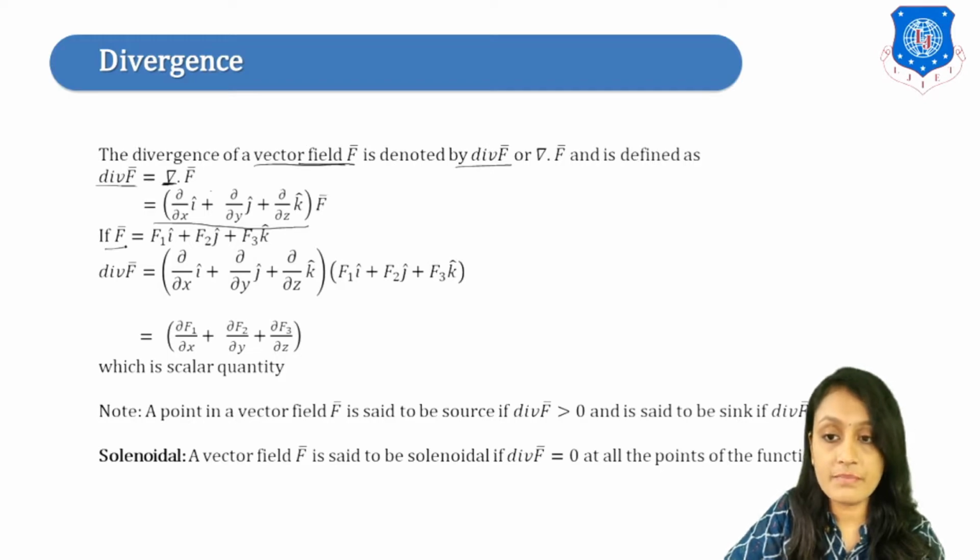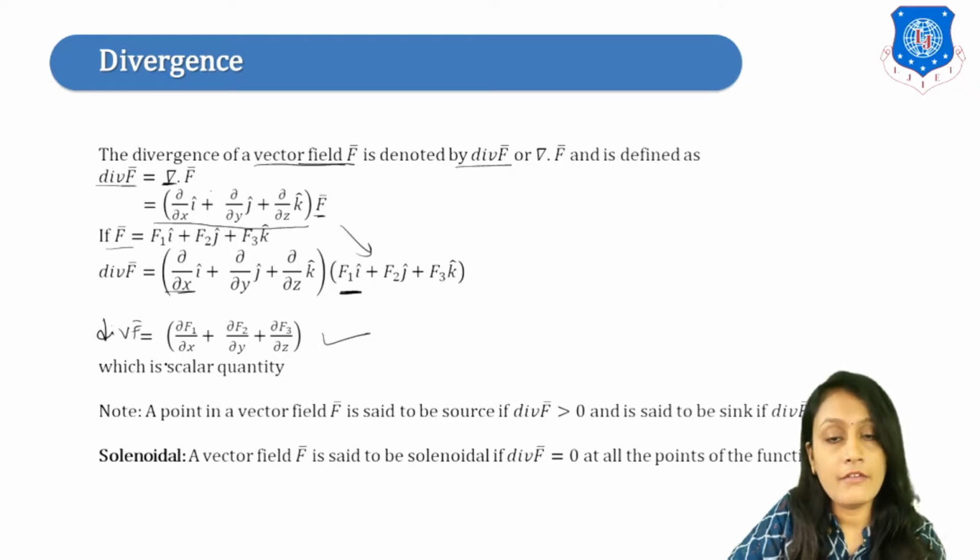Now suppose f bar is f1 i plus f2 j plus f3 k. Then divergence of f bar will be what? Just write down f bar over here, that is f1 i plus f2 j plus f3 k. Now again we have to multiply the i terms together, j terms together, and k terms together. So del f1 by del x, i into i will give you 1. Then del f2 by del y, j into j will give you 1, and del f3 by del z, k into k will give you 1. So this is your formula to find divergence of f bar, and you can see that this is a scalar quantity.